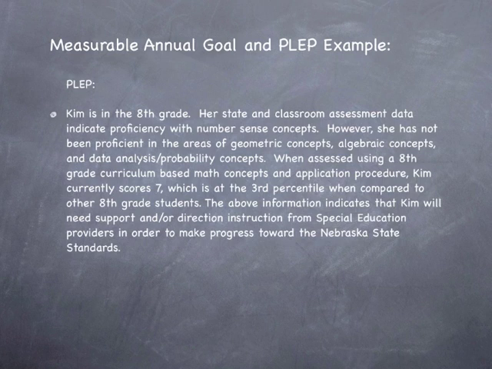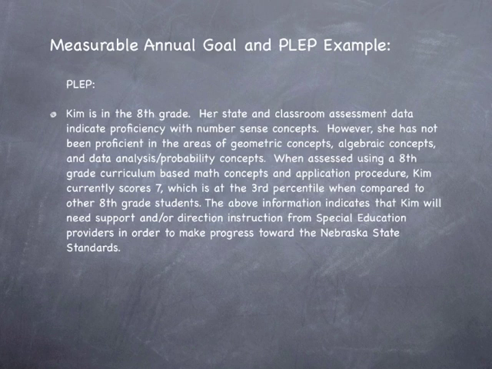Okay, the last example then is an older student, and this one is math. So for the PLEP statement, Kim is in the 8th grade. Her state and classroom assessment data indicate proficiency with number sense concepts. However, she has not been proficient in the areas of geometric concepts, algebraic concepts, and data analysis probability concepts. And when we show you later on the actual standards from the website, you'll see that those are the 4 areas, the 4 strands that are listed underneath every single grade level's state standards. So she's mastered the number sense concepts, but is still having trouble with the other 3.